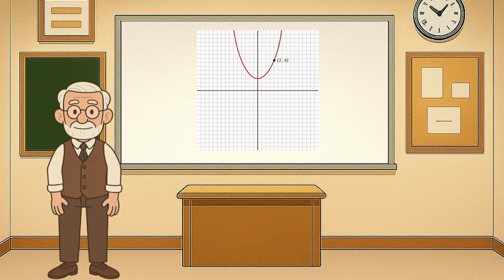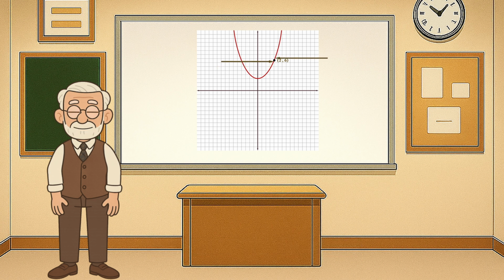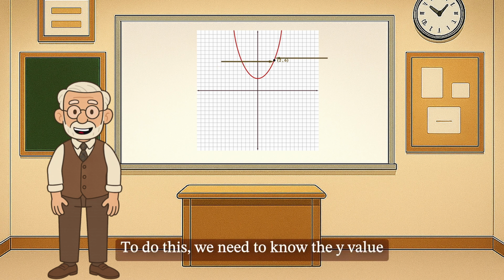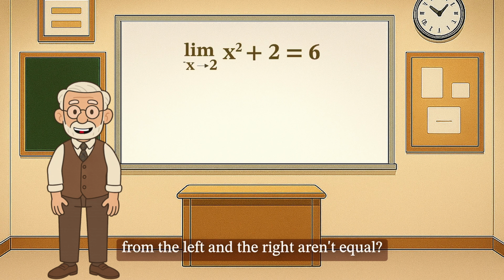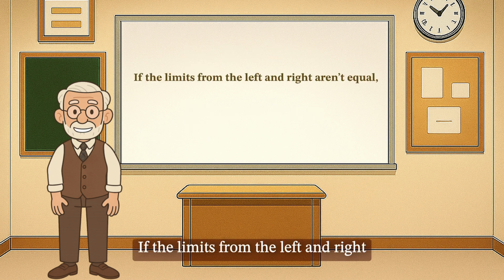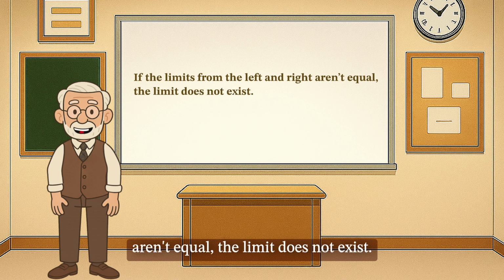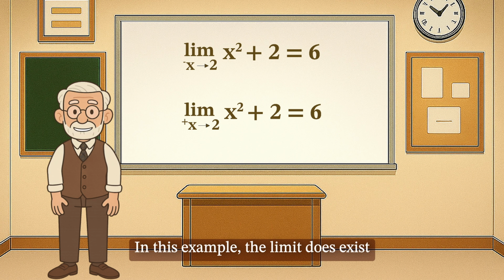Let's look at this graph. We want to know what the limit is as x approaches 2 here. To do this, we need to know the y value that the function approaches from the right and from the left. What do you think happens if the limits from the left and the right aren't equal? I will tell you. If the limits from the left and right aren't equal, the limit does not exist. In this example, the limit does exist because the value of the function, as x approaches 2 from the left and right, is the same.